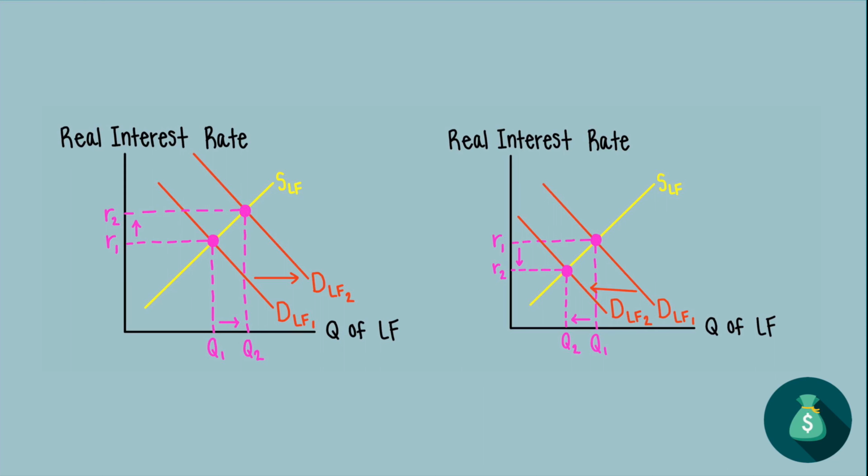First is perceived business opportunities, and that can be broken into two main parts. The first part is business investment. When businesses believe they can get a high rate of return on their investments, they demand more loanable funds to pay for those investments, shifting the demand curve to the right. On the other hand, when businesses believe they will get a low rate of return on their investments, they demand less loanable funds to pay for those investments, shifting the demand curve to the left.